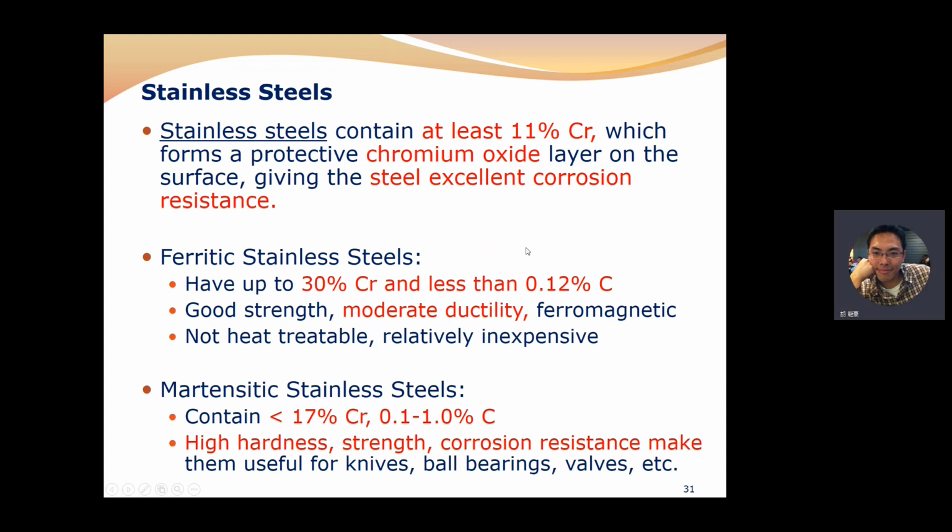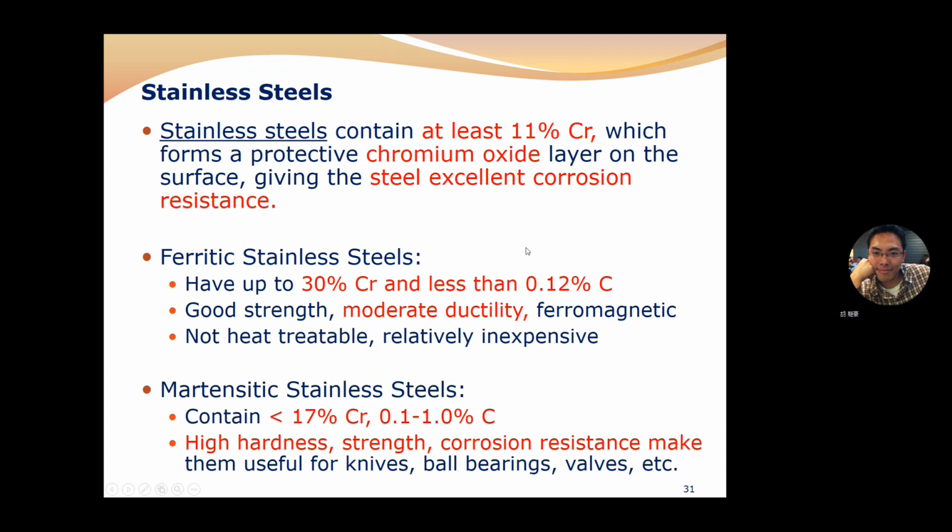Okay. And the ferritic stainless steels have up to 30% of chromium and less than 0.12% of carbon content. Good strength, moderate ductility, ferromagnetic, not heat treatable, relatively inexpensive. Okay, therefore, if you need a low cost stainless steel with moderate ductility and good strength, maybe we can use ferritic stainless steel.